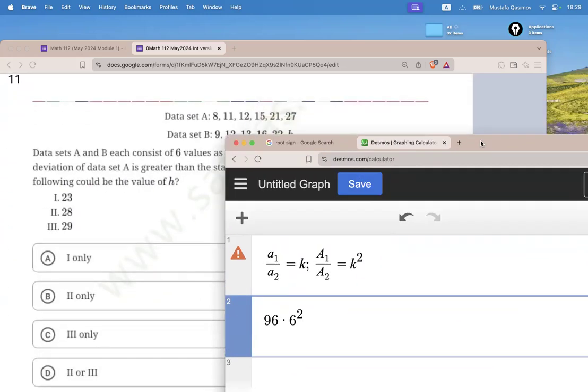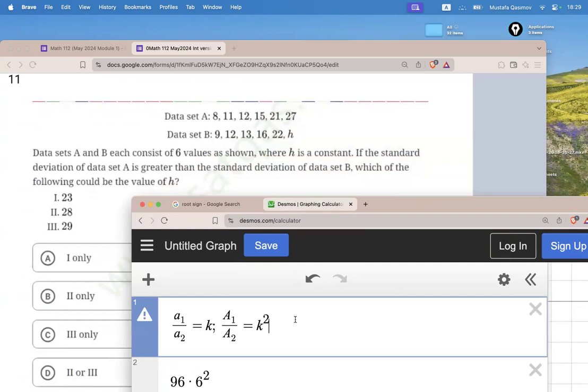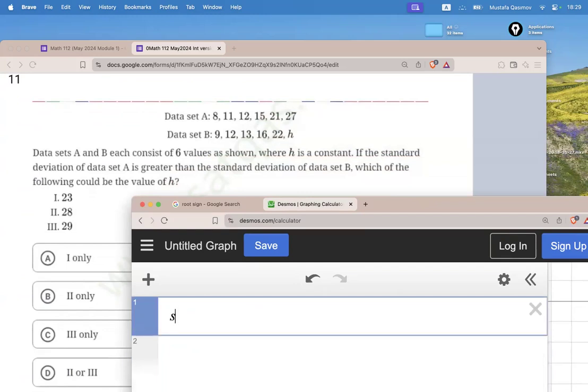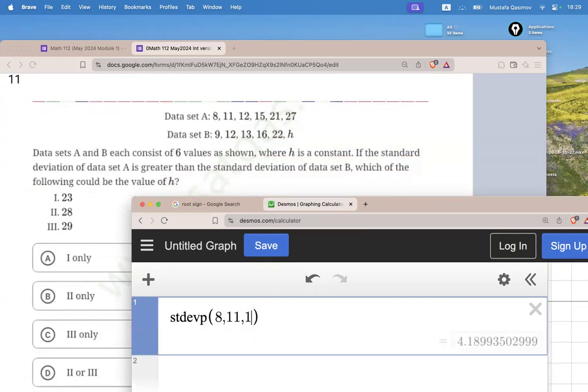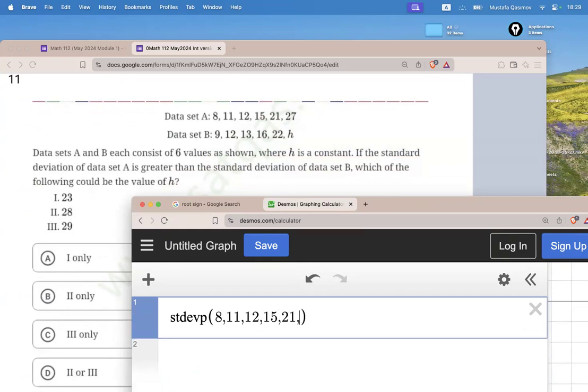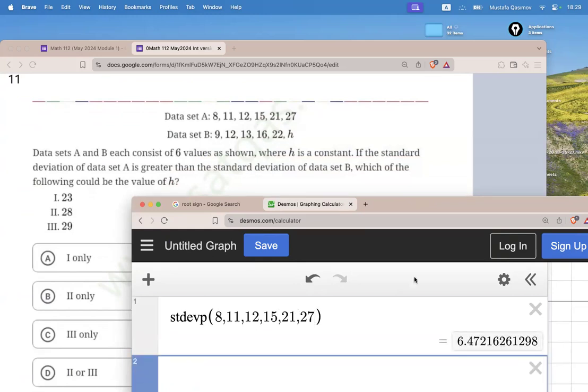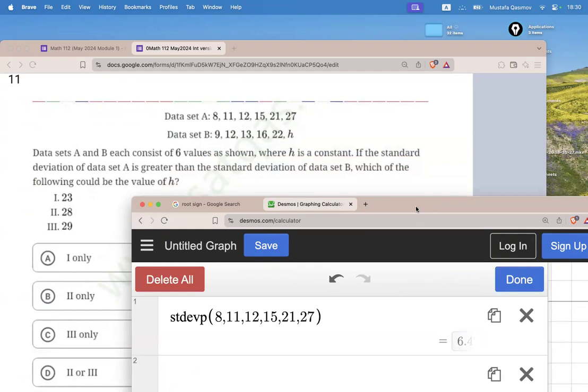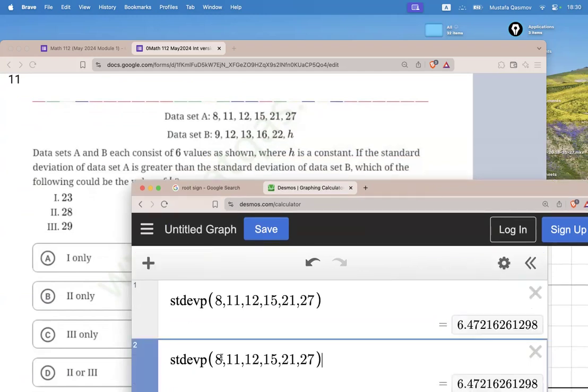11. Here we can write with decimal. Standard deviation. A is 8, 11, 12, 15, 21, 27. And let's copy it. B is 9, 12, 13, 16, 22, and 27. 20, okay, it is H.